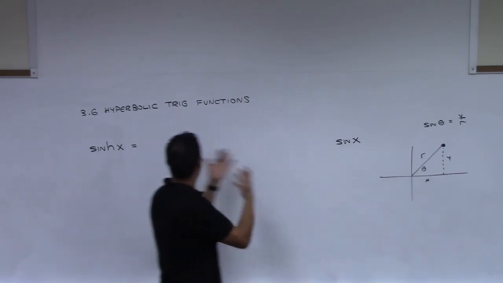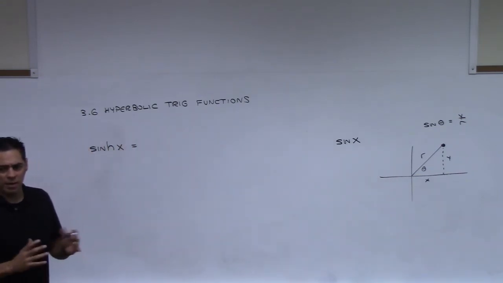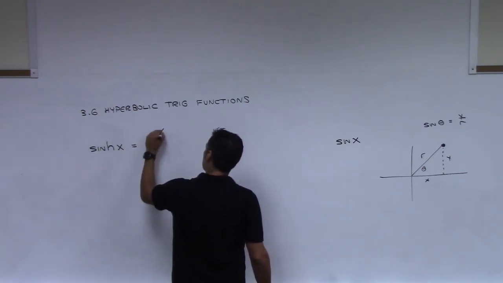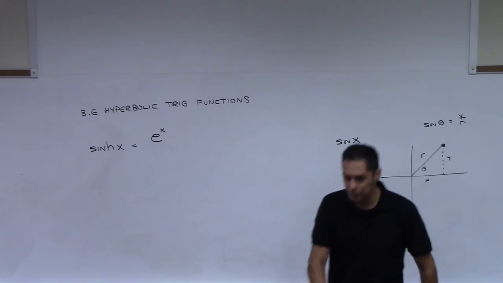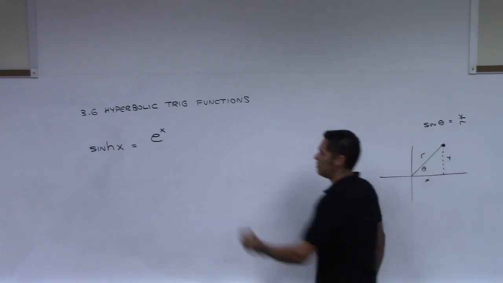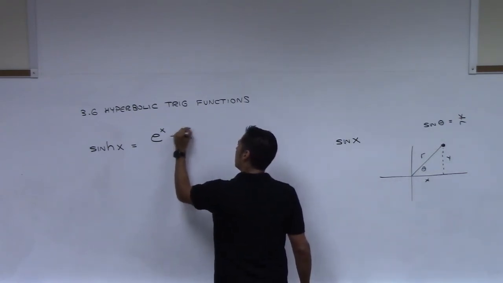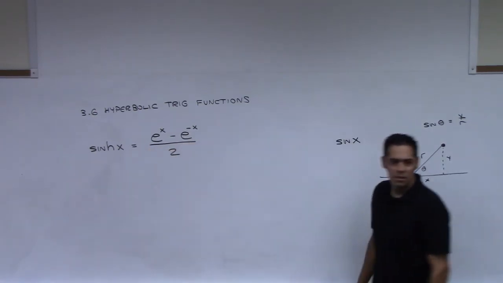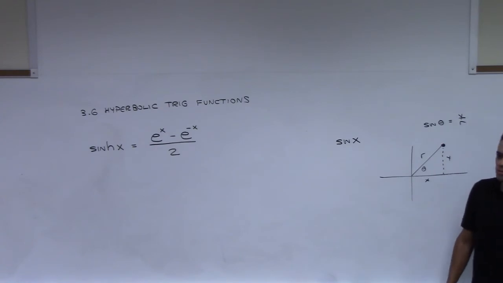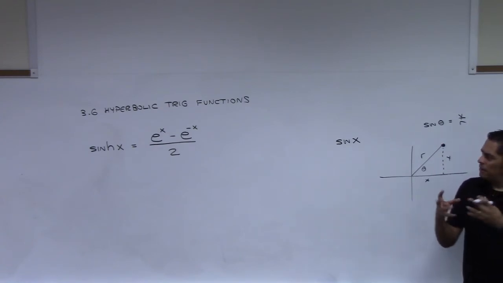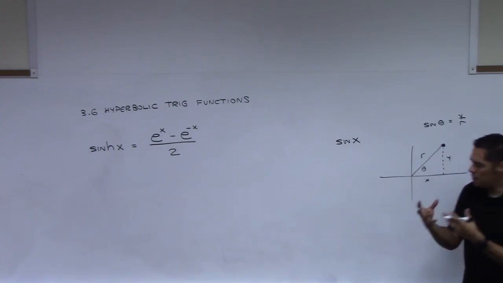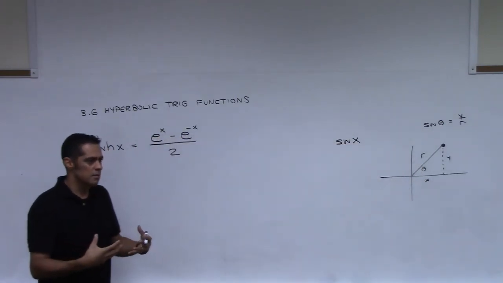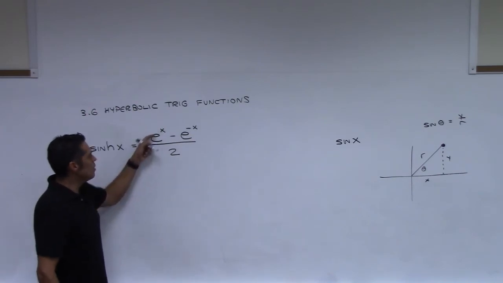Okay, now how do we define sine hyperbolic x? It's very strange when I put it up here, you'll see. It's e to the x, all right, it's an exponential function, right? Minus e to the negative x over 2. So it's some weird algebraic construction with exponential functions.